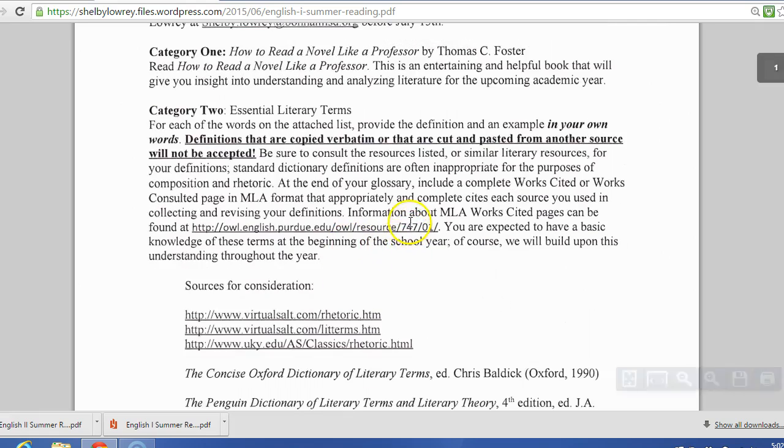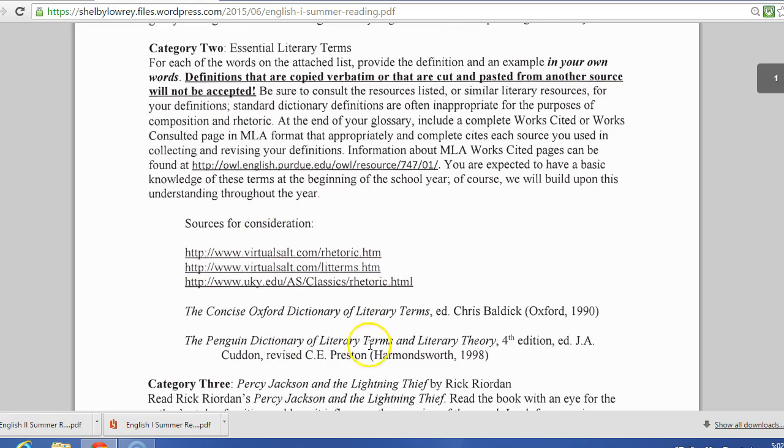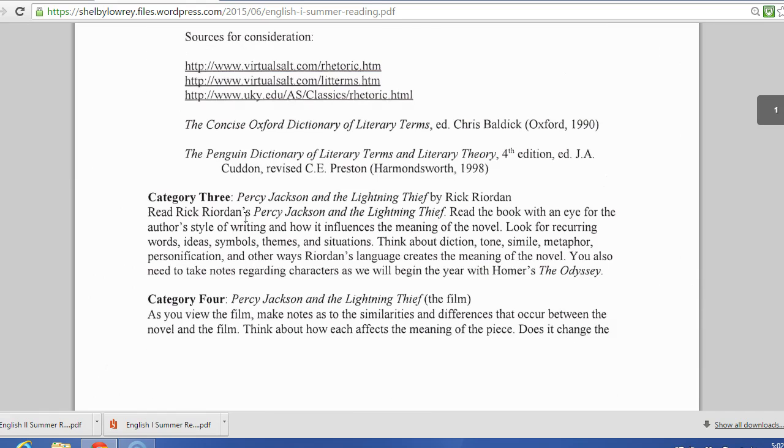So you have this to help you with your MLA citation and formatting, and then you have these 5 sources in terms of finding the definitions. But again, remember, the definitions have to be put in your own words. So that's category 2.